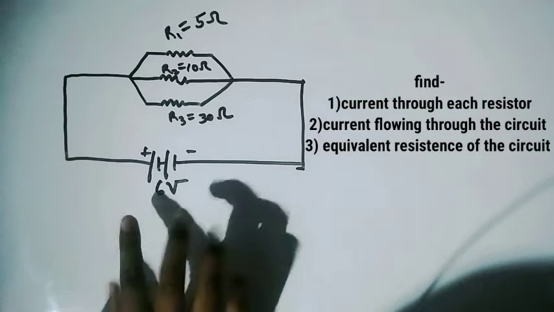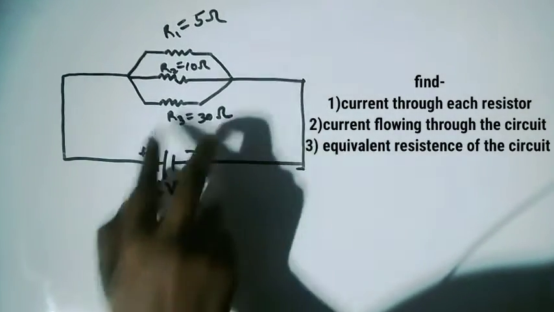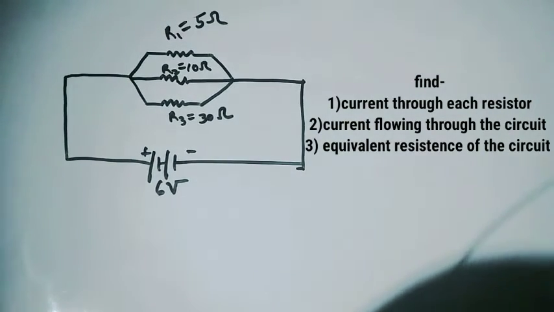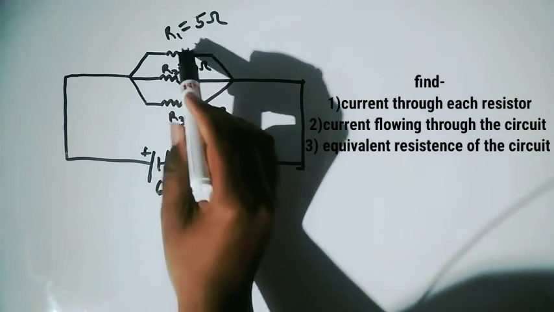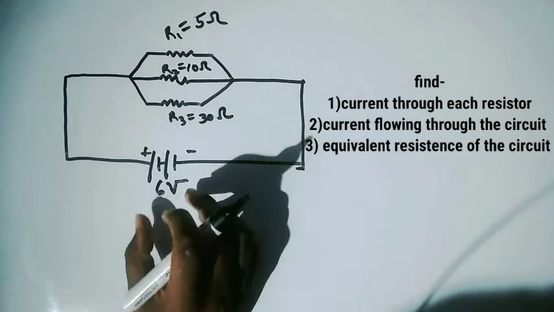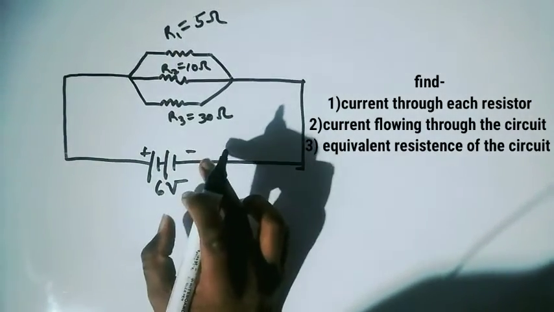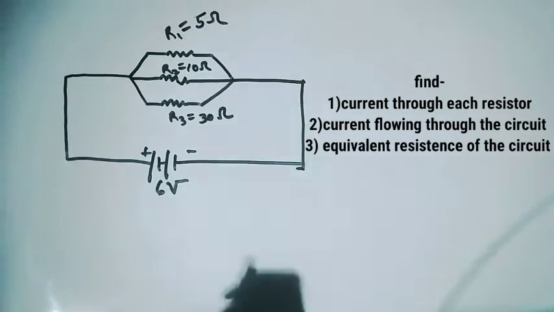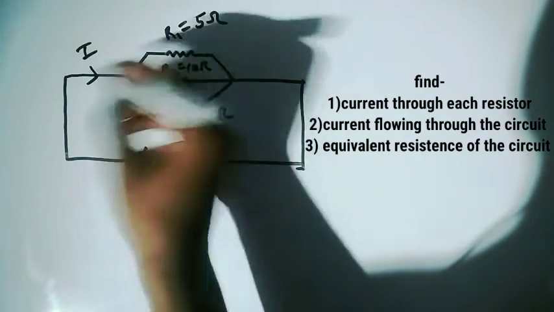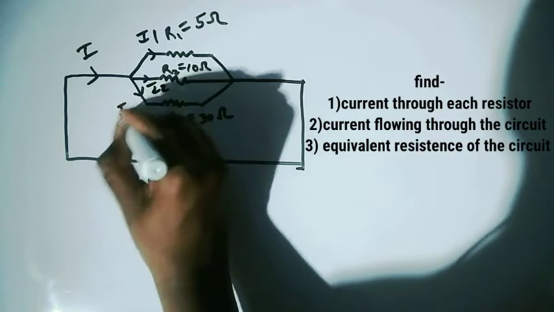Okay, so here we have a 6-volt battery and these three resistors are connected in parallel, as you can see. We have to find how much current will flow through each resistor. Since they are connected in parallel, the potential difference across all these three resistors will be equal, and it will be equal to 6 volt. If current I is flowing, then let's say I1 current goes here, I2 goes here and I3 goes here.